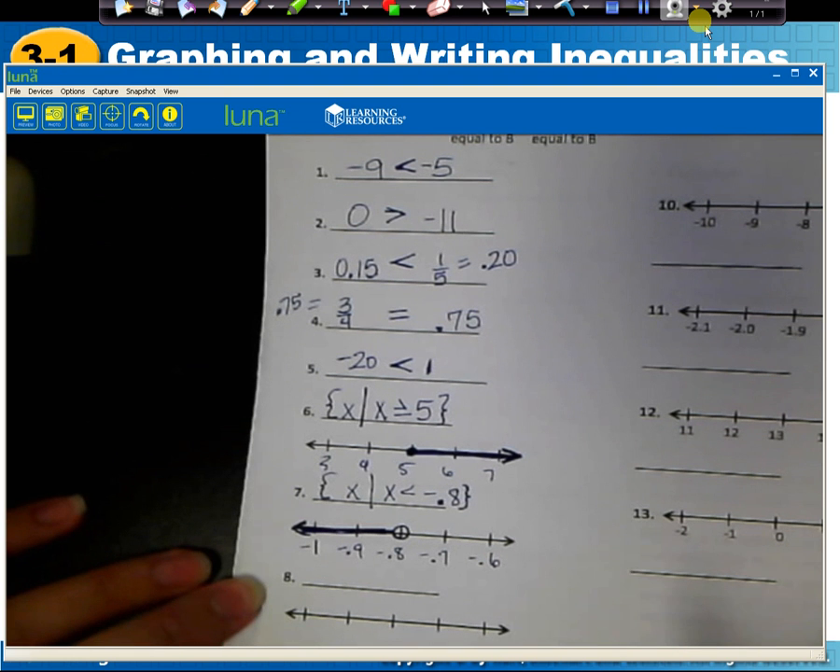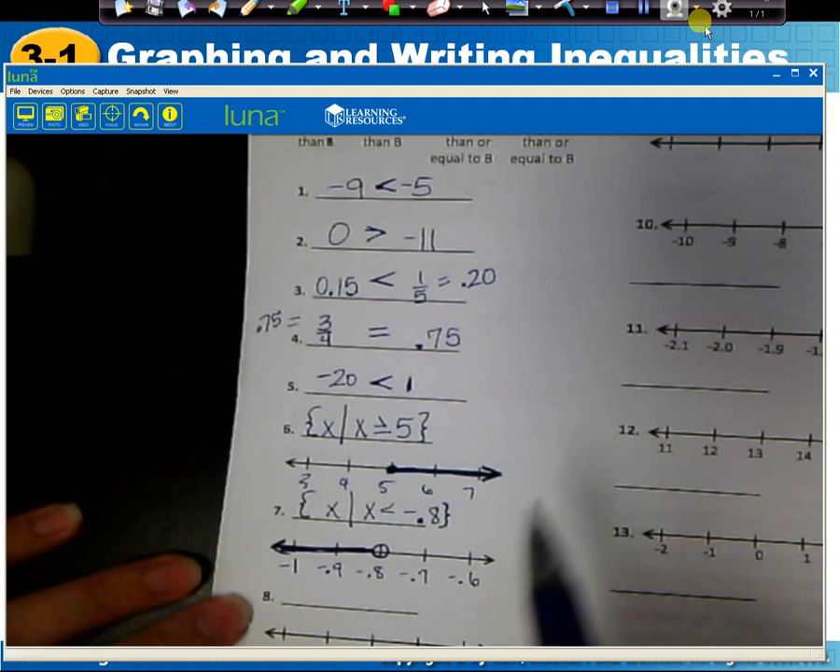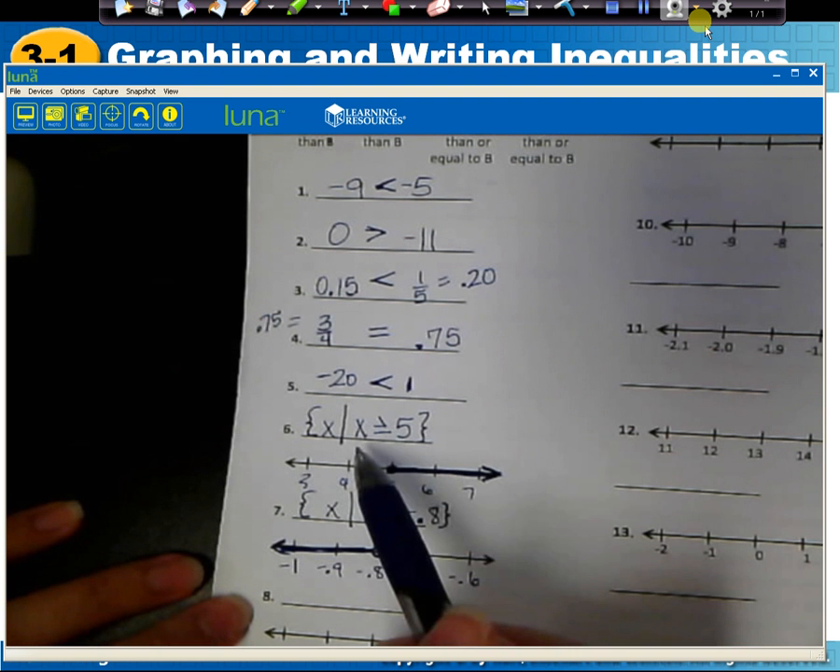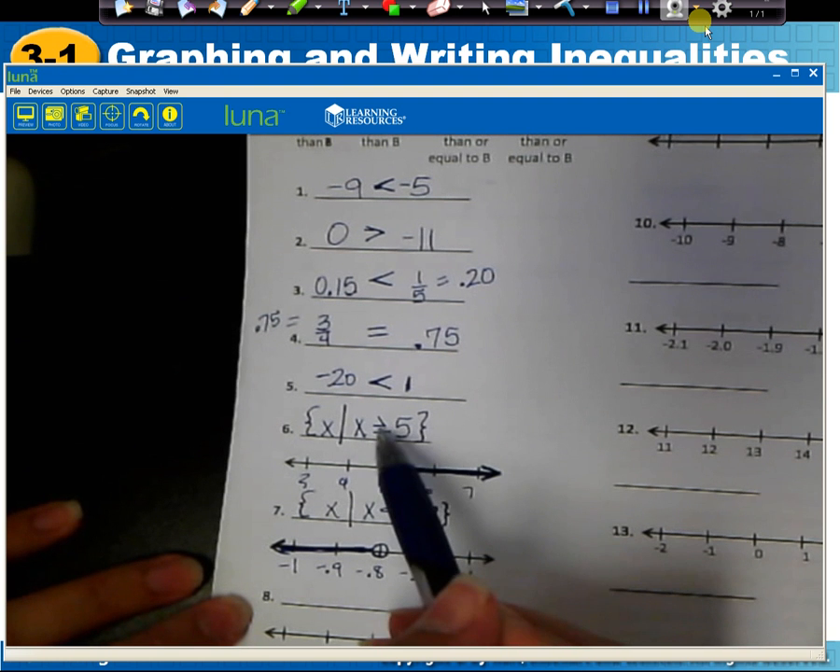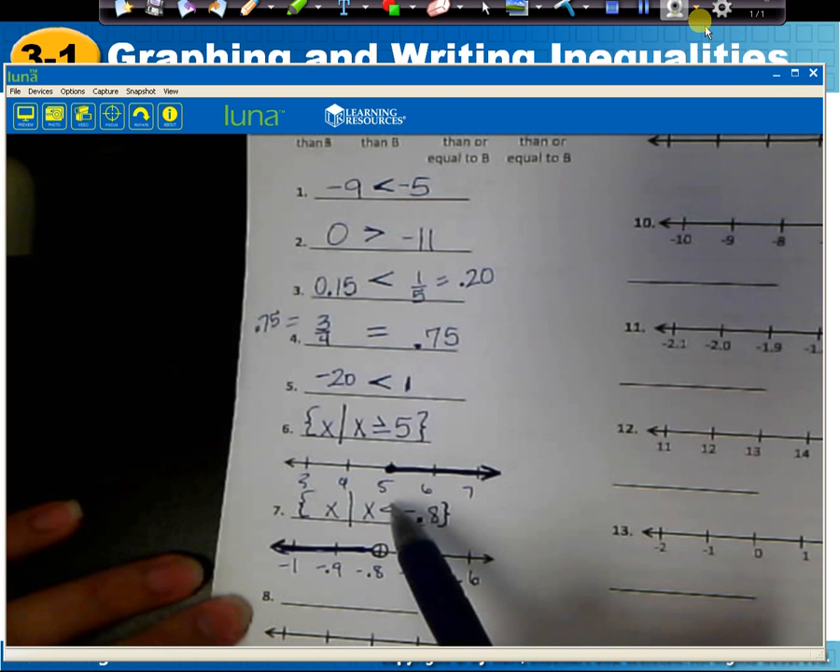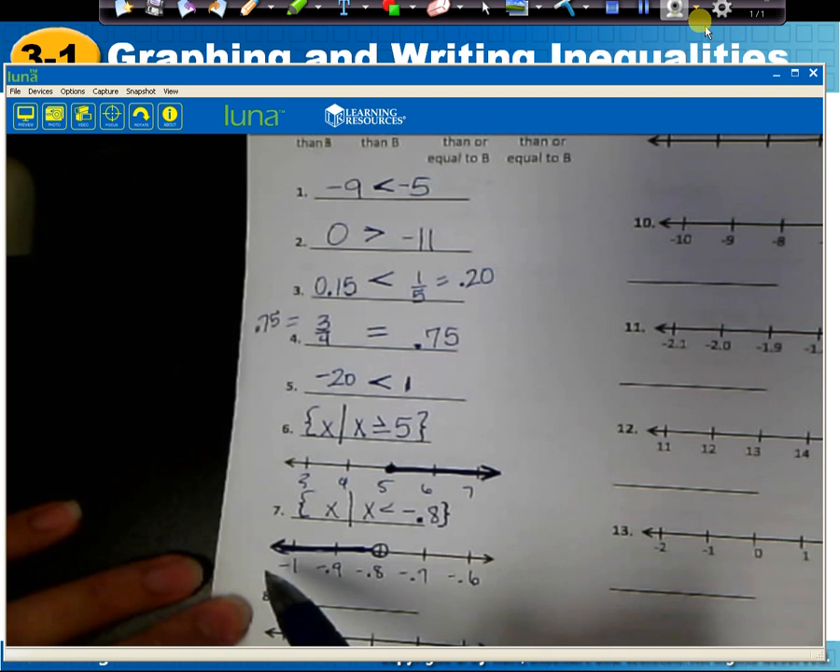You may also see a trend here that if I'm setting up in set notation and my x is first, my inequality sign is kind of like an arrow, and it's pointing to the way that I'm shading my inequality, my graph.